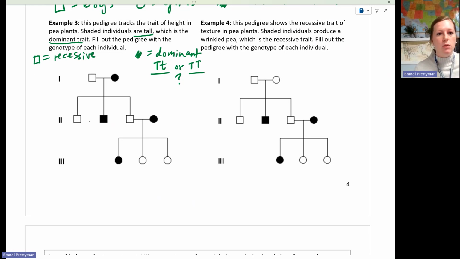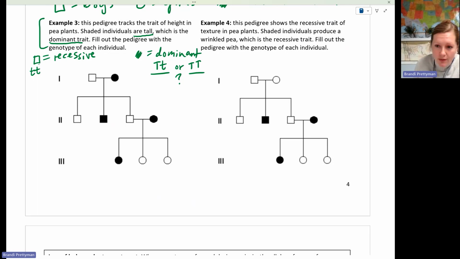So for any individual on this pedigree that has an open circle or square, it's going to look like this, lowercase t, lowercase t. The genotype is going to be homozygous recessive because that's the only way it could show the recessive trait. And again, I know that unshaded means recessive because the problem told me. They said shaded plants are tall, which is the dominant trait. That's how I know all that information.